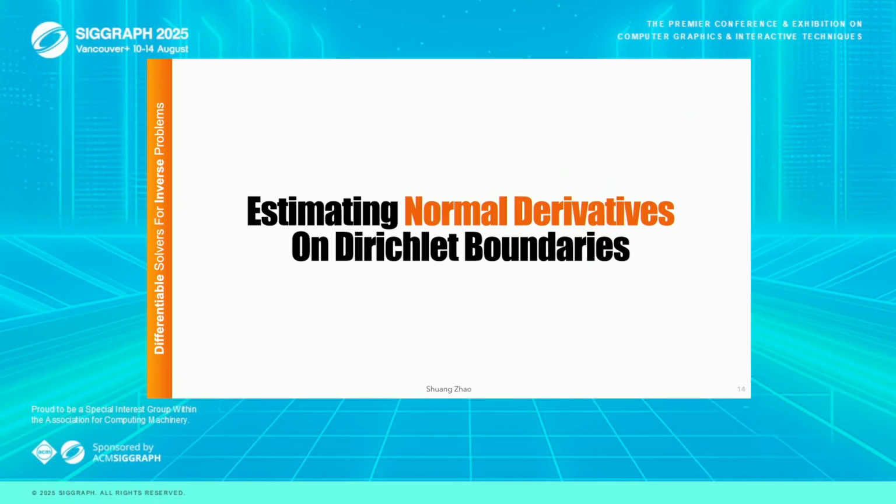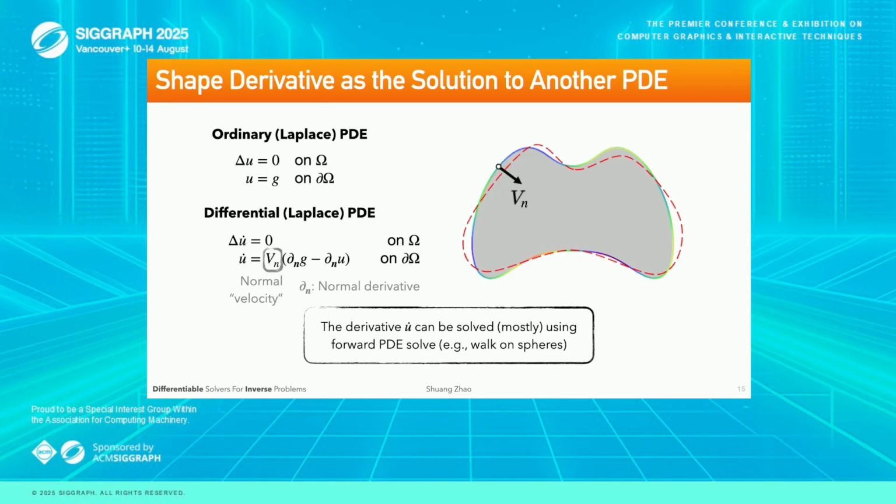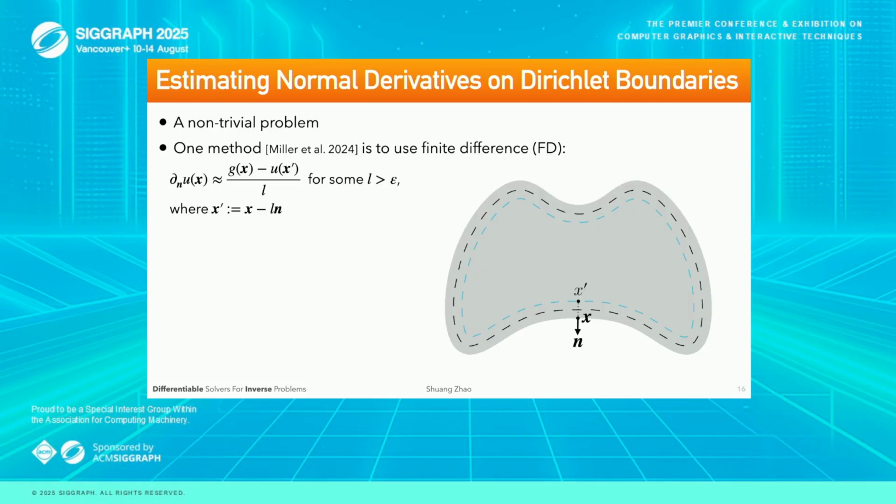Okay. So next, let me briefly talk about estimating normal derivatives. In this case, we focus on estimating normal derivatives on Dirichlet boundaries because those are where the normal derivatives are unknown. They are known at Neumann boundaries, right? So this is the slide I just showed. So here we want to say that, again, if we think about the Dirichlet boundary, this normal derivative is unknown. So the question is, okay, how can we estimate it? This is, in fact, a non-trivial problem.